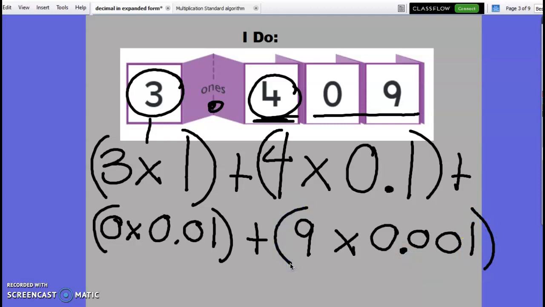If I added up all of these equations, I would still get back to my original form. 3 times 1, 4 times 1/10, plus 0 sets of 1/100th, plus 9 times 1/1000th gives you 3 and 409 thousandths. Remember that has that THS. You have to label that last part.